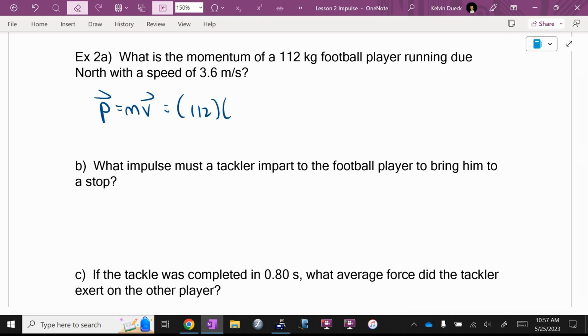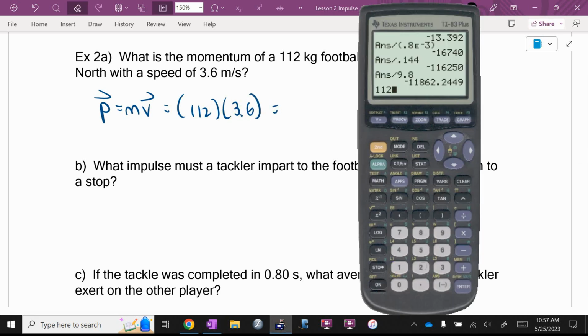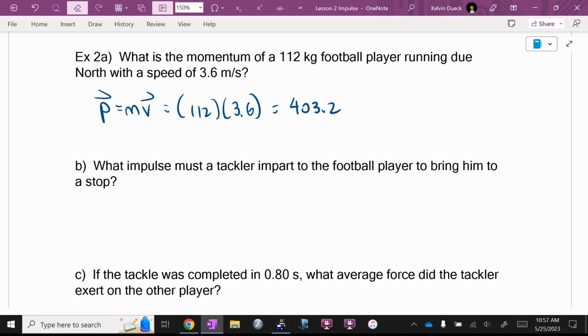It's going to be 112 times 3.6. I get 403.2. Units: mass times velocity. I think I told you the other day that they're talking about renaming that an Einstein, but it hasn't happened yet, so we still have to write it out longhand. Direction. Well, what direction was the velocity? So what direction is the momentum? Okay.